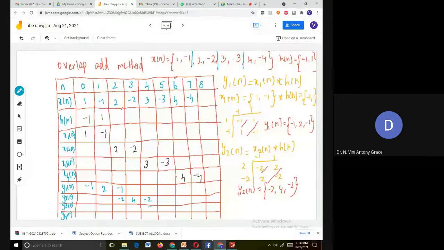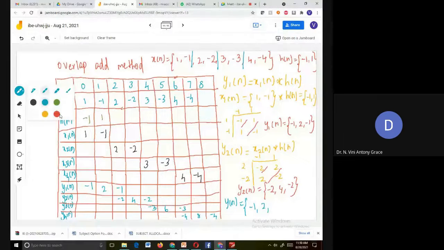What is y3? Tell me. -3, 6, -3, ma'am. What is y4? -4, 8, -4. Now after this, you have to take and write the final result, which is y of n. It is -1, 2. First two samples I have written it as such.